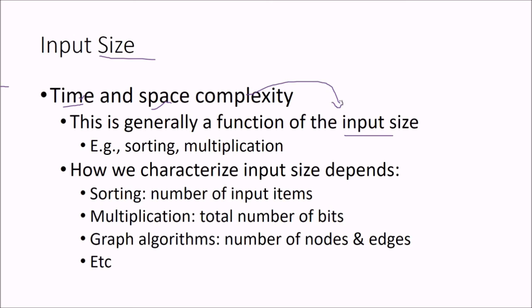And what complexity means is we are just trying to find out whether our algorithm is good or bad, efficient or non-efficient. For example, we have sorting, multiplication, all these will come. So here, how are we going to characterize this input size? If we are onto sorting, the number of input items will be our input size. If we are multiplying, it is the total number of bits. Then in case of algorithms which are dealing with graphs, we have nodes and edges as the input size, and so on and so forth.